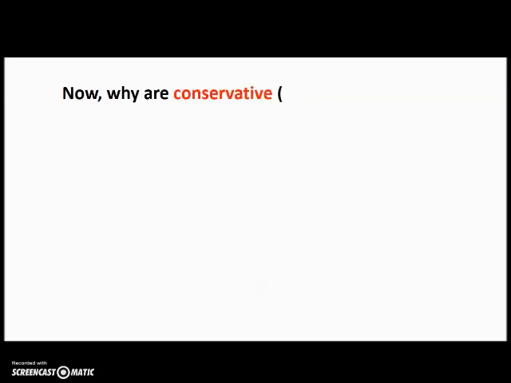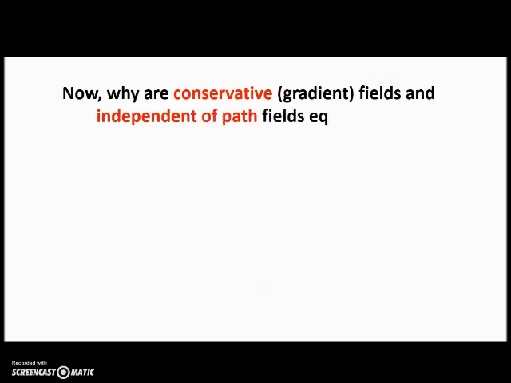Now, why are conservative, that is gradient fields, and independent of path fields equivalent? Well, let's take a look at it in 2D because it's kind of obvious when you do it just in 2 dimensions. You can see why it's true very quickly. Let's say F is a gradient field. Well, that means that F equals the components (a, b), where a is the partial derivative with respect to x and b is the partial derivative with respect to y of some function that we're calling the potential function.